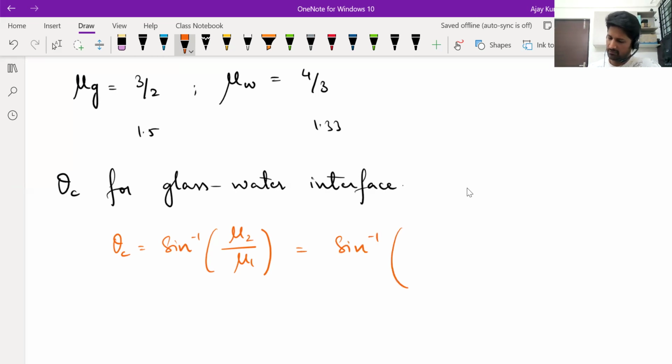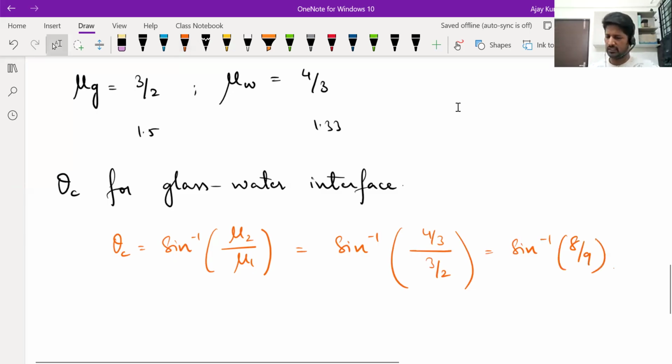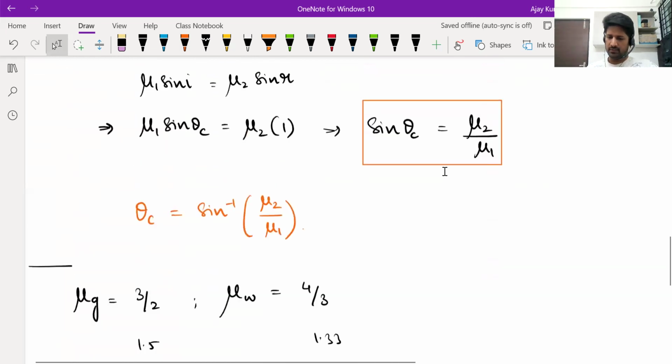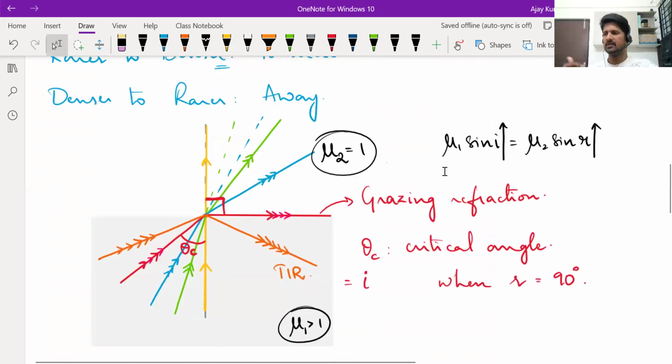So it should be sine inverse of rarer, mu2, that is water, over denser, mu1, that is glass. So that becomes sine inverse 8 by 9. Some angle you can find out using the calculator, but do that later. So that is the critical angle for the glass water interface. You can be asked the critical angle for an air glass interface, air water, any two media can be given. So will you be able to calculate or not? Yes, sir. Fine. So if a ray is incident from a denser medium onto a rarer medium at an angle more than the critical angle, it bounces back into the first medium. That phenomenon is what we call total internal reflection.